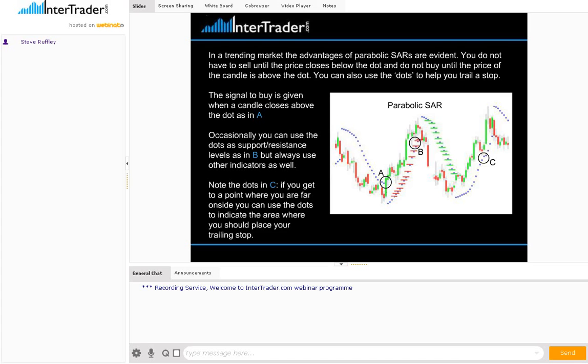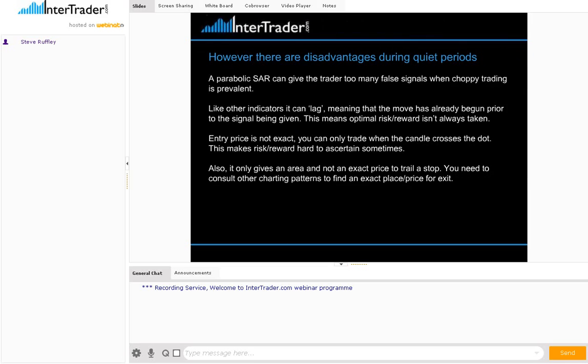So there are disadvantages in the parabolic SAR, especially in quiet periods, because if it's quiet, you don't really see a trend. So you get choppy kind of trading signals. So you'll see a couple of dots up, a couple of dots down, a couple of dots up, and that's not really what it's meant for. The parabolic SAR is meant to catch that trend change and to ride that wave.